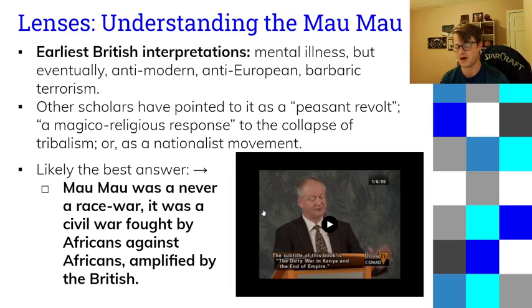The interpretations of the Mau Mau and what they were range all over the place. The British, when they first start hearing about this oathing thing, they think it's actually a form of mental illness, that it causes the Mau Mau to just lose their senses. The oathing does, and eventually they start taking much different interpretations of it. They think it's anti-modern, anti-Christian, because African Christian mercenaries were all over Kenya at this point, thanks to the British. They call it barbarism and terrorism.